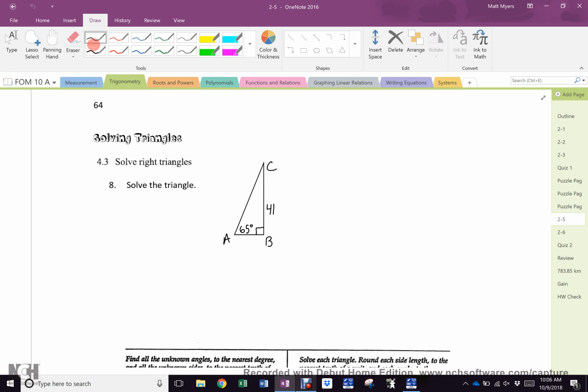So what do you think solving a triangle is? Explaining what? All of it. In a triangle, what is all of it? Triangles are made up of what? How many sides? 3. And 3 angles. So solving it must be explaining all of it. All the sides, all the angles.